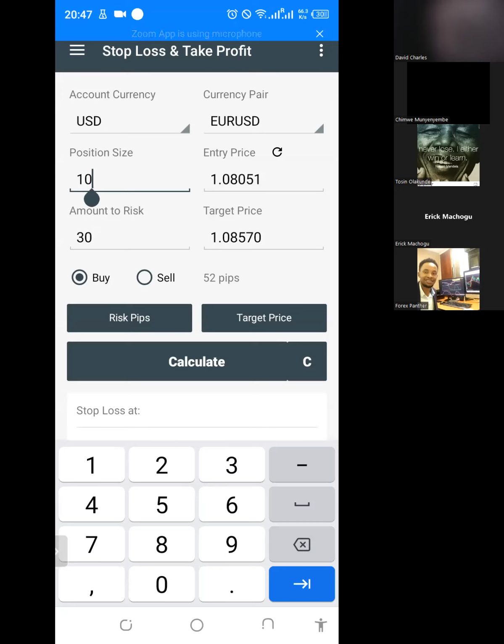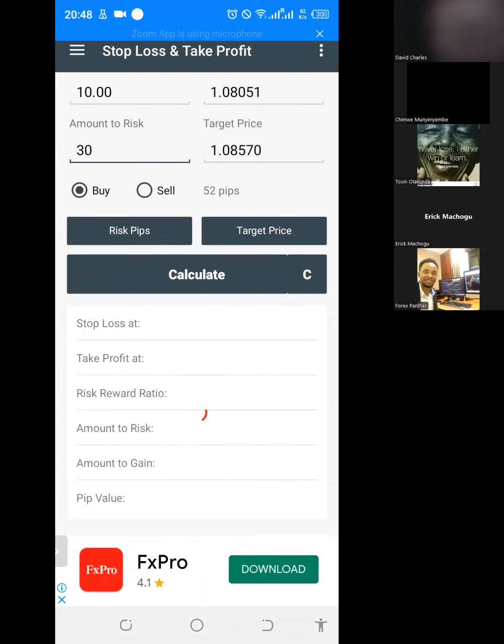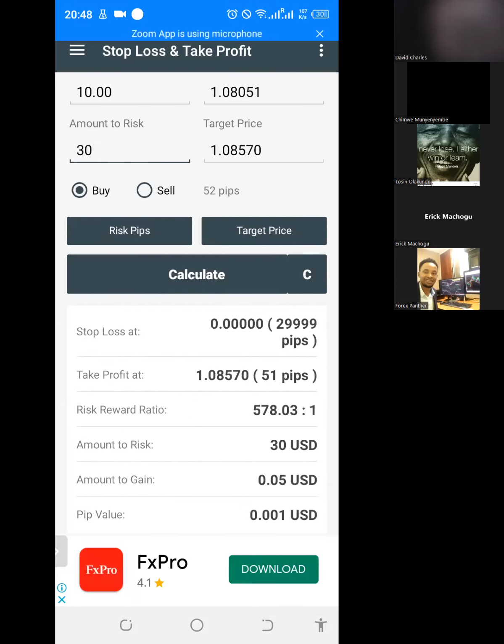Maybe let's put it at units. Let's say we are trading at lot size 10.00. Right? So when we come to calculate here, you can see what it's showing us there. Take profit, risk reward ratio, amount to risk 30 USD, amount to gain 0.05 USD, pip value 0.0. So it works just like that.